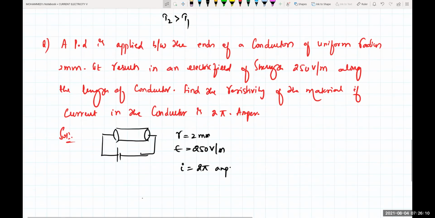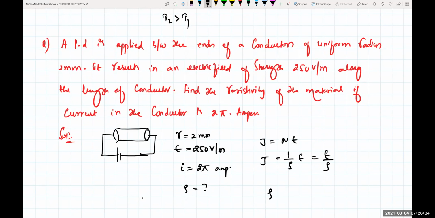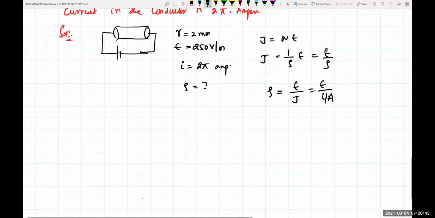What is being asked? Resistivity, that means rho. We know the formula. What is the formula for us? Current density is equal to sigma into E, where sigma is nothing but conductivity. So I can write it as reciprocal, 1 by rho into E, that is E by rho, that is the current density. So rho will be equal to E by J. J is equal to I by area. Since the radius is given, rho will become E divided by I into A, so rho is equal to E, area will be equal to pi r squared, divided by the current.